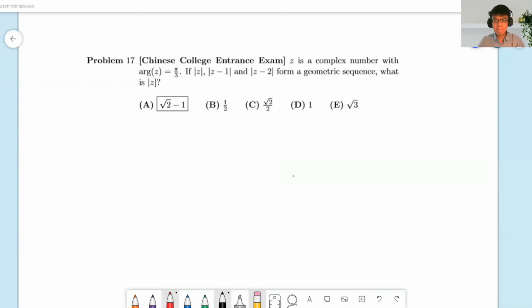Question 17. z is a complex number with argument equal to pi over 3, and the modulus of z, the modulus of z minus 1, and the modulus of z minus 2 form a geometric sequence. What is the modulus of z?